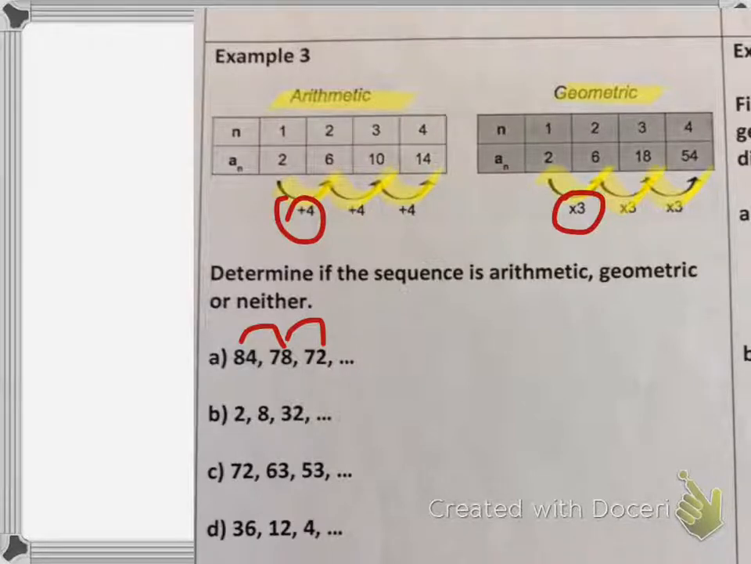Well, I don't think we're multiplying here because multiplying gets bigger or smaller quite quickly. So I think we're going to be adding a number, but in this case a negative number because we're getting smaller. So I'm just going to take that first number, 84, and subtract 78 from it and see what I get. When I did that, I got 6. So I'm wondering if I'm going to subtract 6 to get from here to here. So then I'm going to try the 78 minus 6 and see if I get the 72, and I do. So because this was an add a negative 6 or subtract 6, this one is arithmetic.